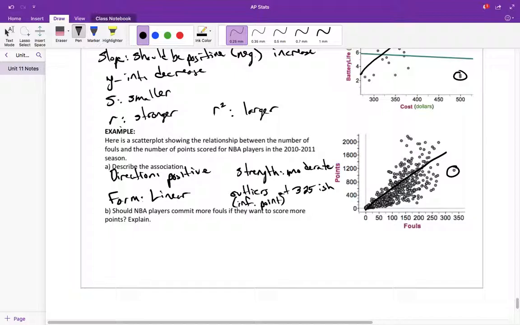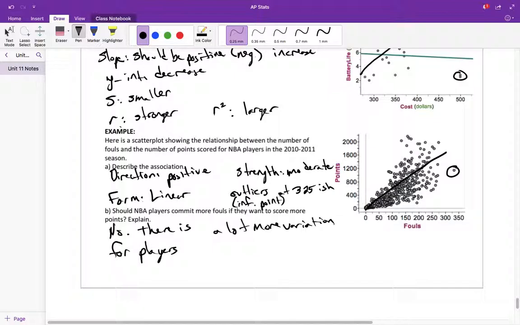So B, should NBA players commit more fouls if they want to score more points? Because obviously you can see that as the number of fouls increased, so did number of points. But here's the problem I have with that. Here's why I'm going to say no: while there is this positive association, there's also a lot more variability. And because of that, there is a lot more variation for players with more fouls.